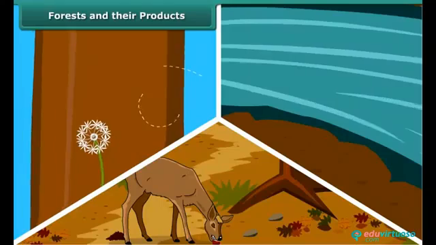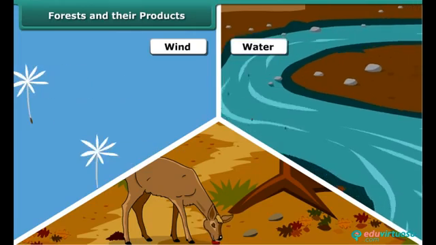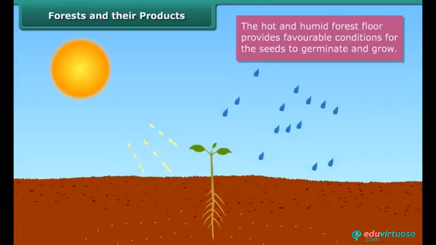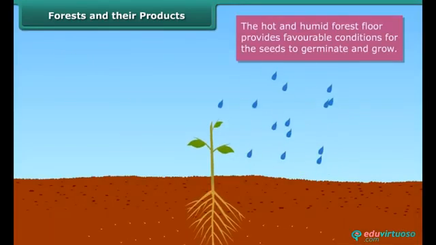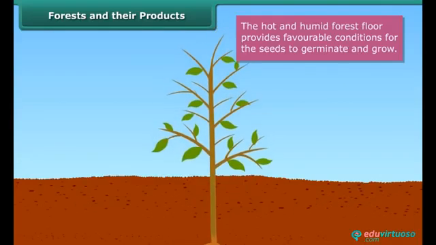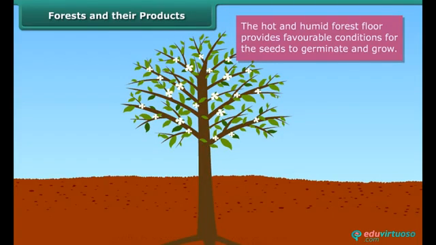understory. Seeds produced by trees are dispersed by wind, water, and animals. The hot and humid forest floor provides favorable conditions for seeds to germinate. Seedlings emerge from germinated seeds and grow into saplings first and then trees.